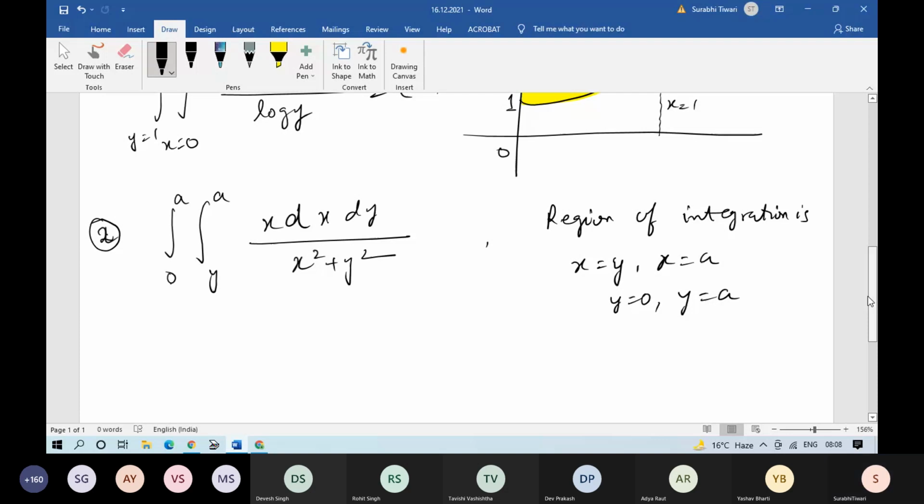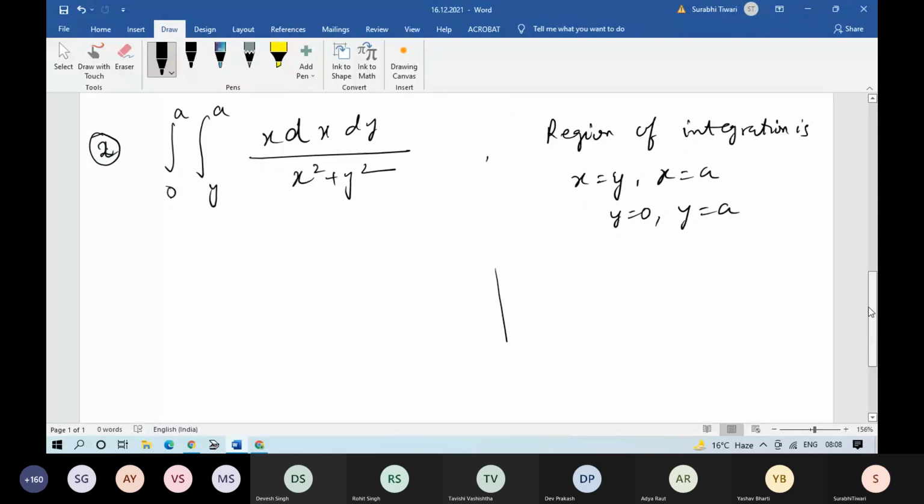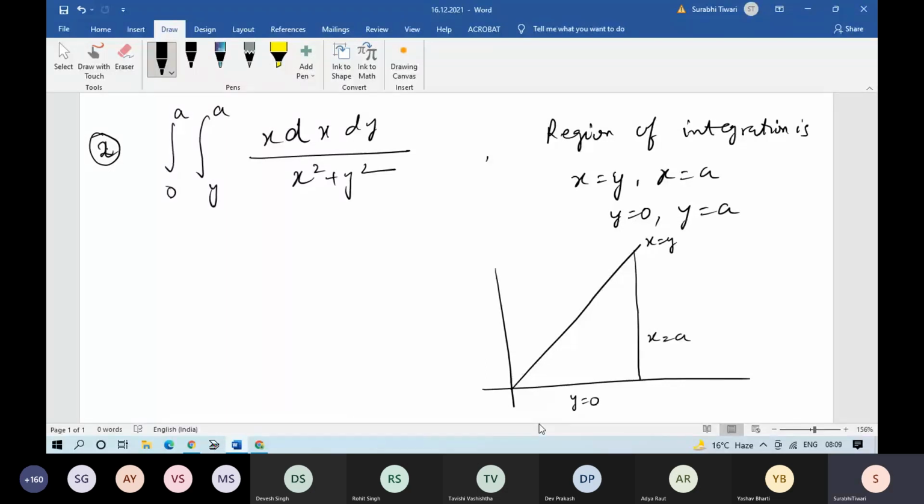Now draw this. x is equal to y, x is equal to a, so this is x is equal to a, then y is equal to 0 and y is equal to a. So what is the region of integration? This triangle.